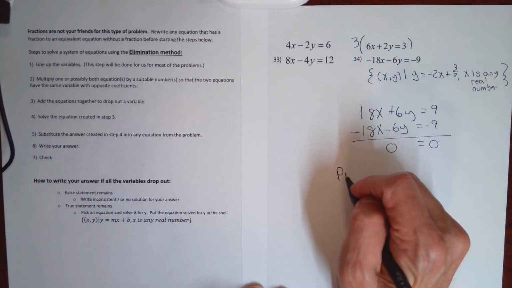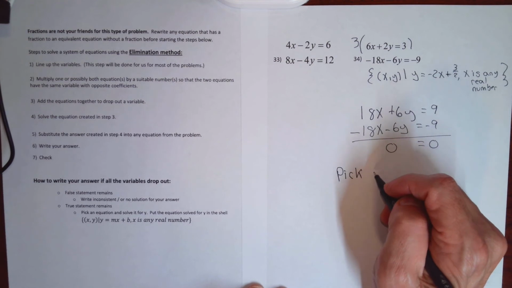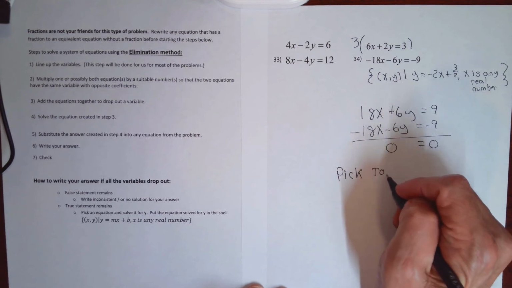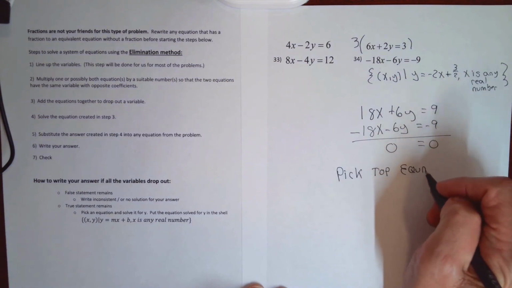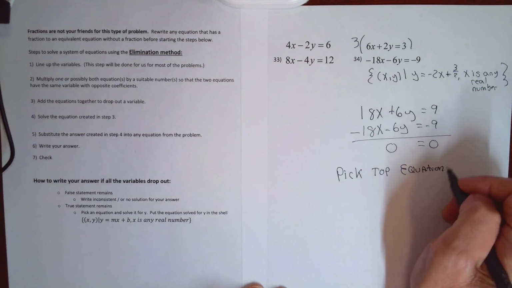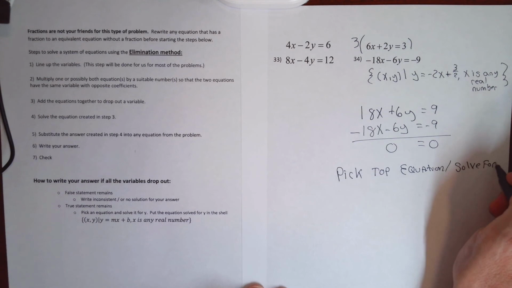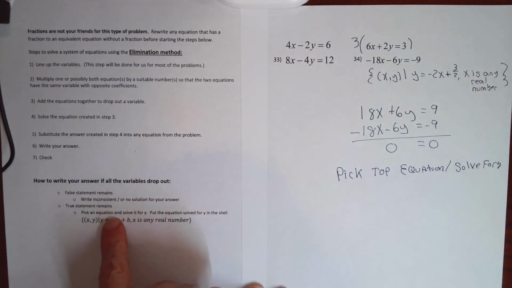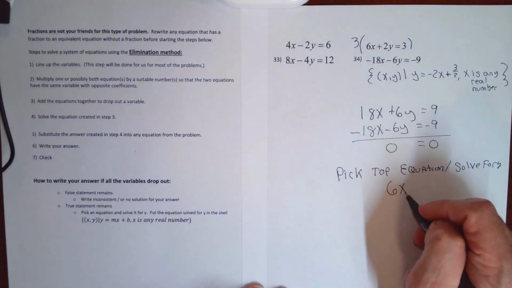So if all the variables drop out and you get a true statement, that means if you graph the equations, they graph right on top of each other. They're the same line. So I'm going to pick the top equation and solve it for y, because my instructions say if the variables drop out and I get a true statement, pick an equation and solve it for y. That equation has a lot more positives in it. It looks easier to work with.